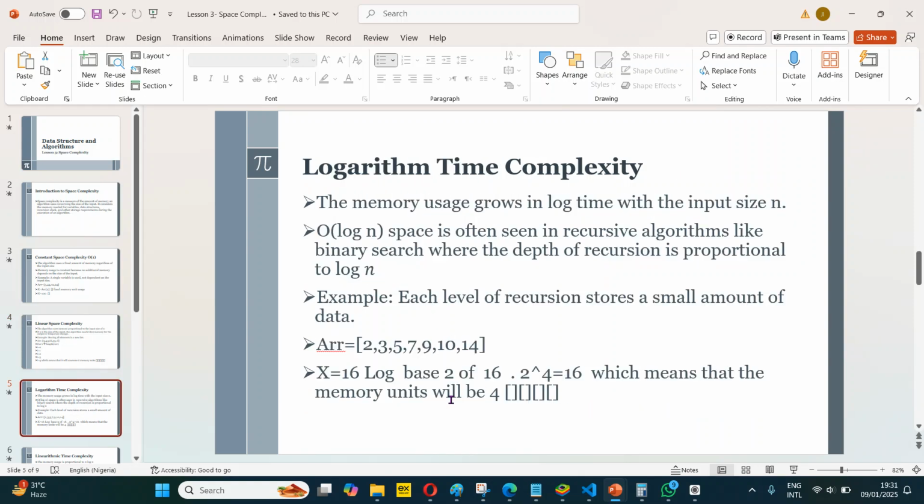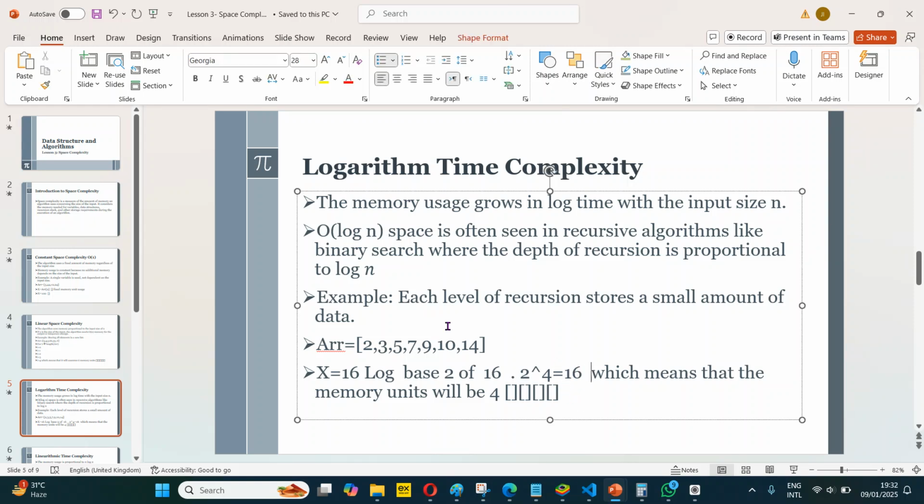So in logarithm time complexity, you can see, when you have n equal to 16, that means log base 2 of 16, which gives you 2 raised to the power 4, which therefore will be the memory units, right? So if it's 8, log base 2 of 8 gives you 2 raised to the power 3, and that 3 becomes the memory unit, right? So that is how the logarithm time complexity works.